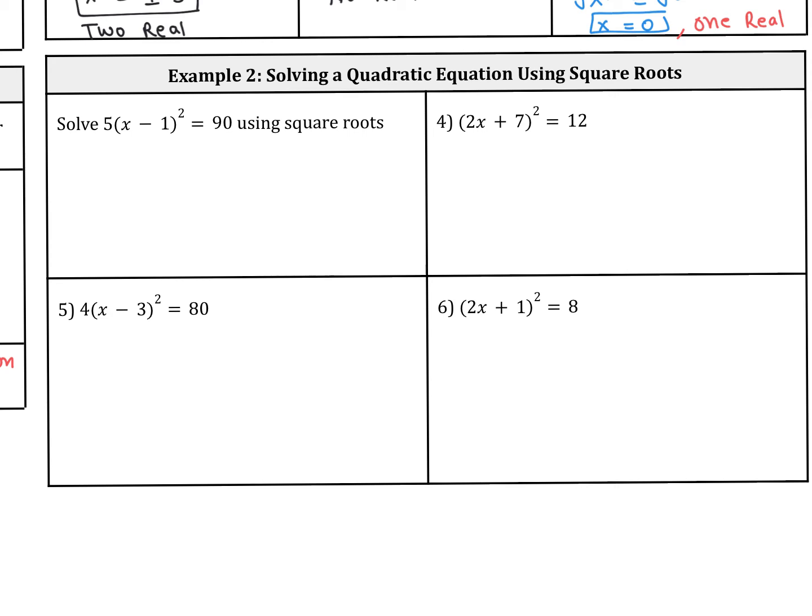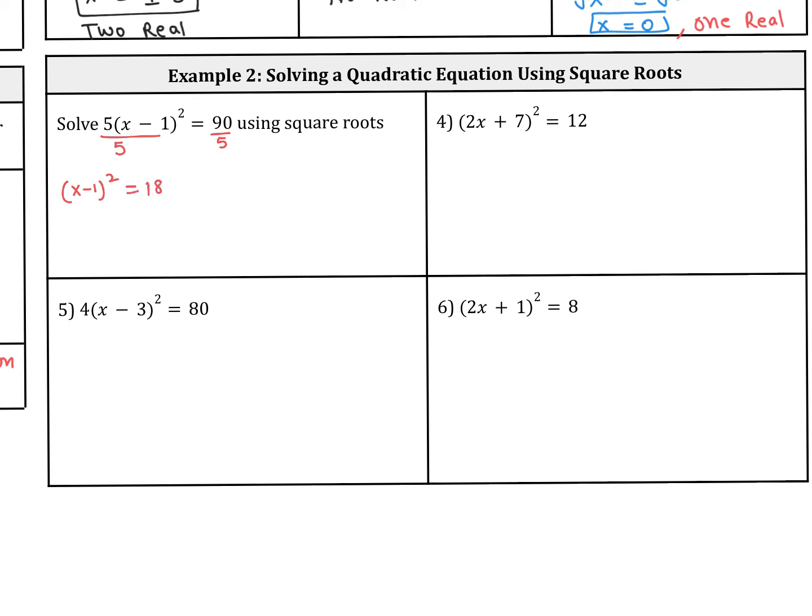Now we are going to discuss example number 2, solving quadratic equations using square roots. So to solve this type of quadratic equation where you have a square on the top, it means we can apply the square root property. First of all, we need to remove the 5. So you're going to divide by 5 on both sides. So you get here x minus 1 squared equals 18.